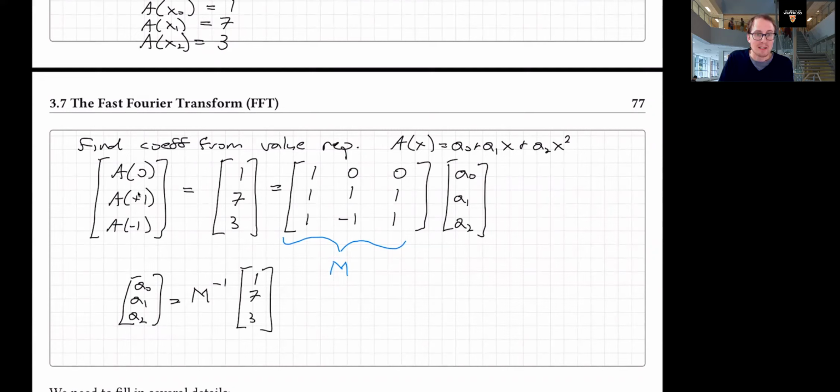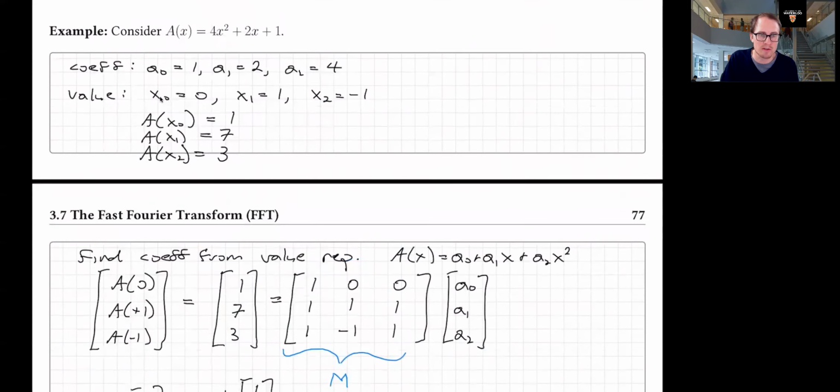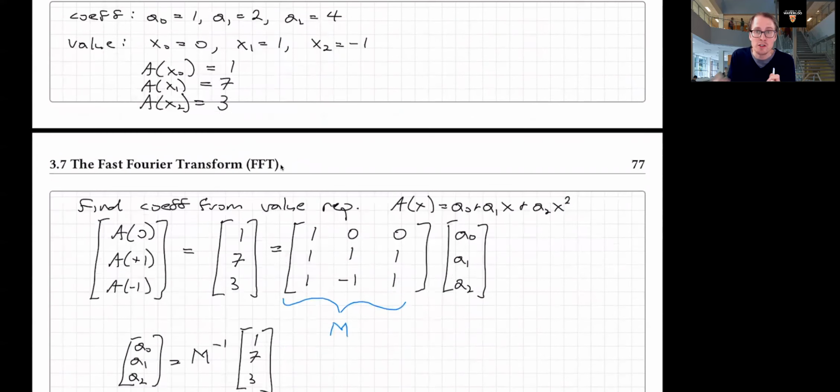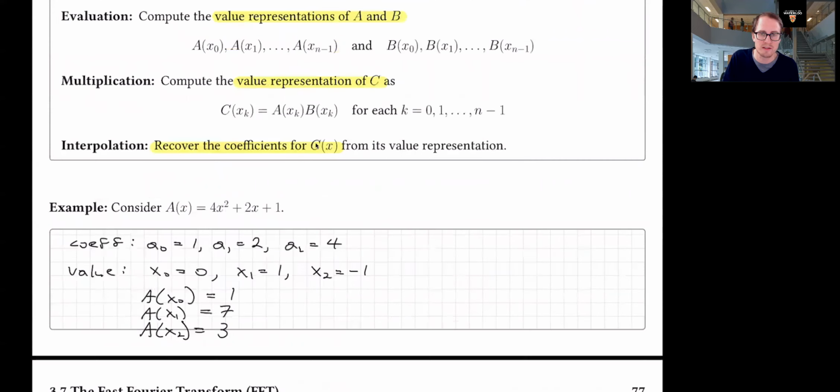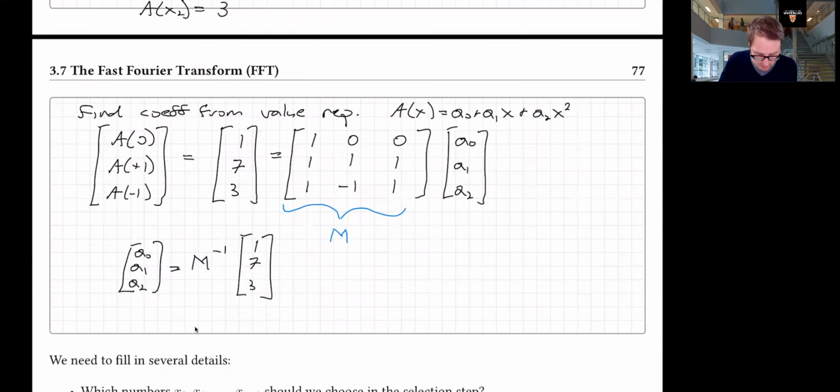And so basically, going between the coefficient representation and the value representation is like solving a linear system of equations. Going from the value representation back to the coefficient representation is just taking the inverse of this matrix and multiplying it by a vector. And the big thing is that if we carefully choose, like here, I kind of just chose arbitrary values for x0, x1, and x2. If we carefully choose them, then this computation will end up being easier, right? Which is this final thing, recover the coefficients of c of x from its value representation. So basically taking this inverse will end up being easier to do.